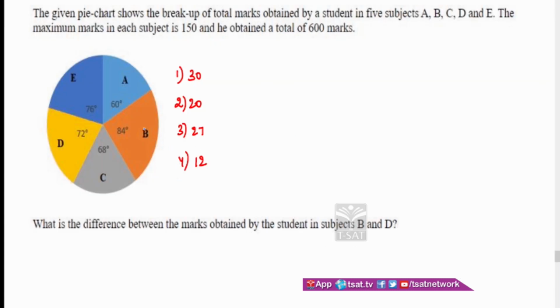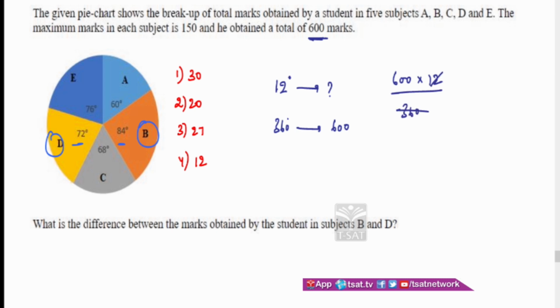Look at B and D directly. So B here, D here, 72 and 84. The difference is how much? 12 degrees. We know total marks is 600, that is 360 is 600. What is 12? Cross multiply: 600 into 12 by 360. 1s 30s. It is just 20 marks difference. In terms of degrees, it is 12 degrees. In terms of marks, it is 20.